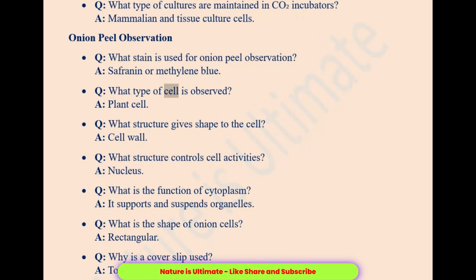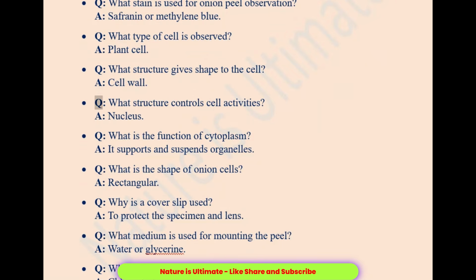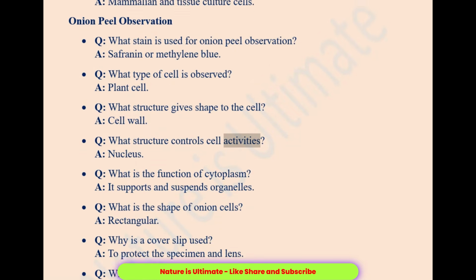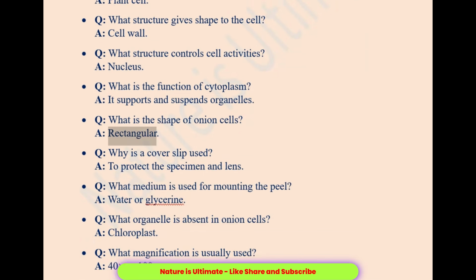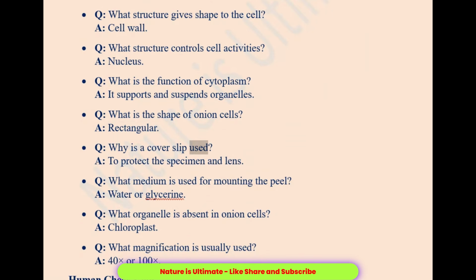Q. What type of cell is observed? A. Plant cell. Q. What structure gives shape to the cell? A. Cell wall. Q. What structure controls cell activities? A. Nucleus. Q. What is the function of cytoplasm? A. It supports and suspends organelles. Q. What is the shape of onion cells? A. Rectangular.